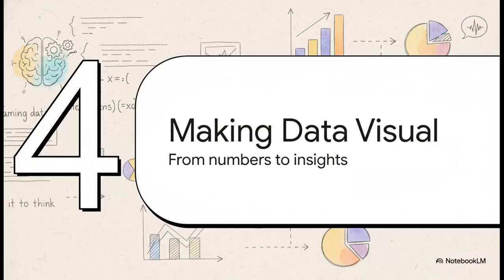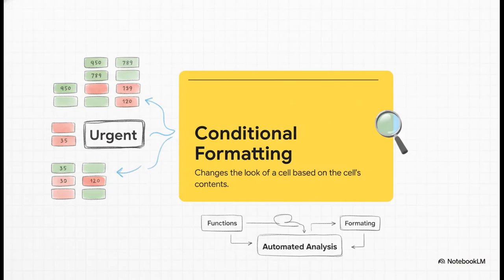So we've tamed our data, and we've taught it how to think. Now it's time for the grand finale. Let's make it talk. We're going to turn the results of our formulas into something you can understand in a split second without having to read a single number. And we do this with something called conditional formatting. You can think of it like a set of automatic highlighters for your data. It just watches your cells and automatically changes how they look based on rules that you set. If a number is high, turn it green. If it's low, turn it red. If a cell contains the word urgent, make the whole thing bold. You get the idea.